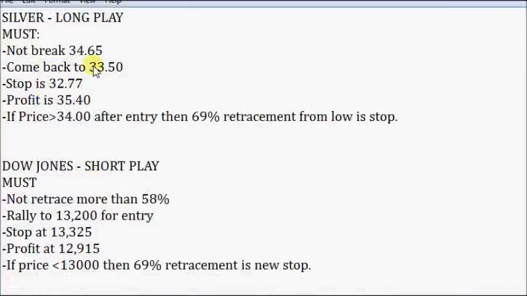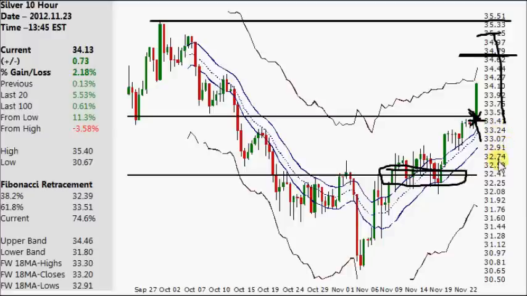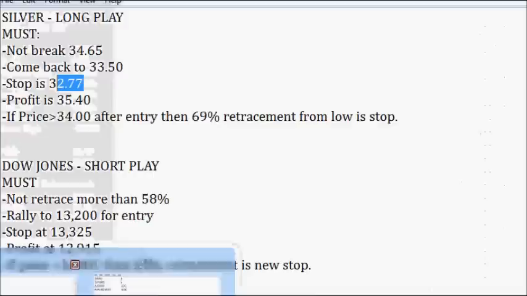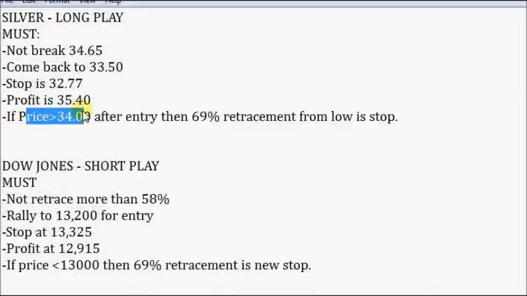And then it comes back to 33.50 with the stop at 32.77, approximately here, which is just underneath that line. And the profit would be at 35.40, which is the previous high from February. The high from a few weeks ago.